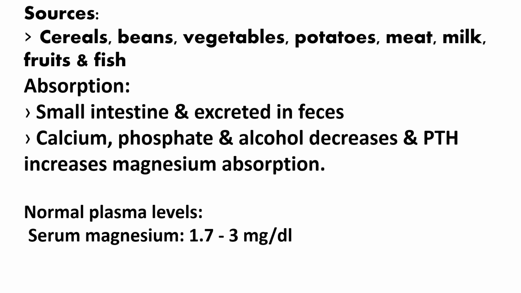And there are certain minerals or trace elements which compete with the absorption. Calcium, phosphate and alcohol decrease magnesium absorption, whereas parathyroid hormone increases magnesium absorption. The normal plasma magnesium concentration is between 1.7 to 3 milligrams per deciliter.